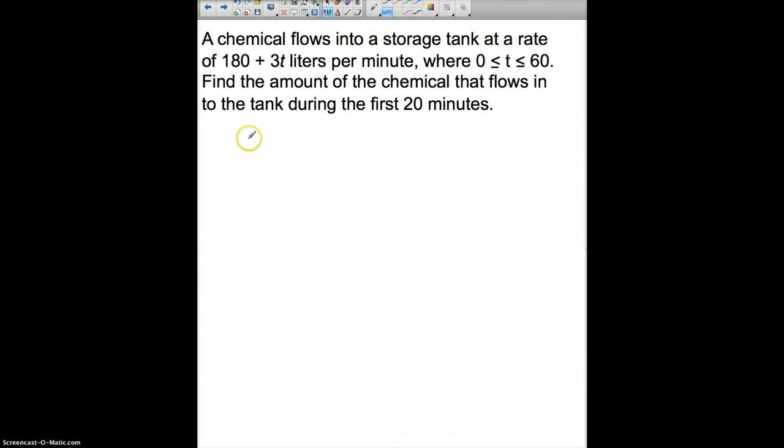So, integrate the rate is my mantra, right? If I want the amount of the chemical that flows into the tank, I'm going to integrate the rate that it's flowing into the tank with respect to time. For how long? During the first 20 minutes. So 0 to 20 minutes are my limits of integration. So integrate first before we plug in any numbers.